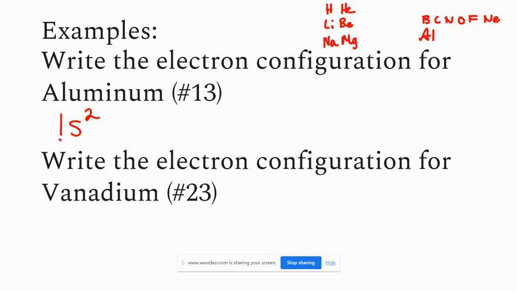What block are hydrogen and helium in? You have it color-coded. S. That's where I got that. And to get to aluminum, I need both of these electrons, yes? There's my 2. That's where this 2 came from.